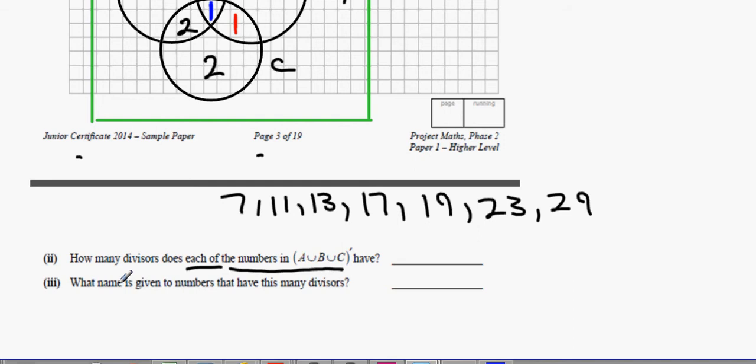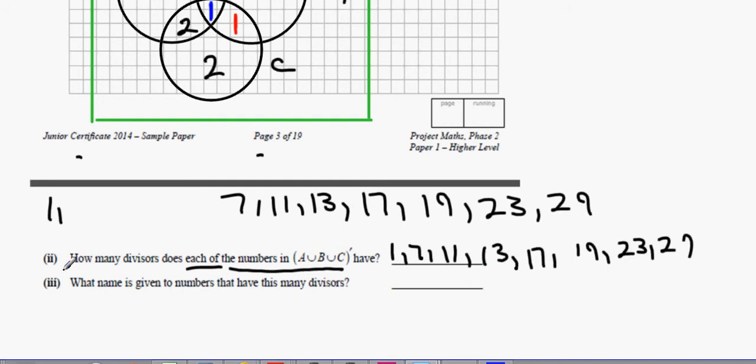Okay, so what's going to happen here is the divisor they all have in common is the number 1, okay, because 1 divides into them all. So they only have 1 divisor in common, but that's not what the question is asking. It says, how many divisors in total? So these are the numbers that will divide evenly into the numbers in each set. So we're going to go 1, 2, 3, 4, 5, 6, 7, 8. 8 divisors, okay?